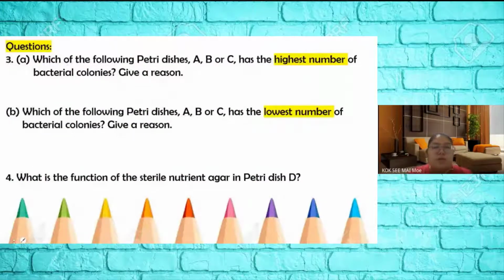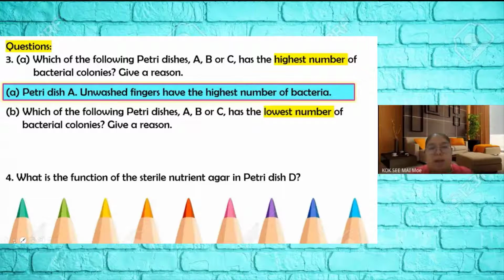Okay, then we go to number 3. Which of the following pantry dishes A, B, C has the highest number of bacterial colonies? Just now we answered already. The answer is A, is it highest? So you tell me why this should be the highest? Pantry dish A should be the highest.